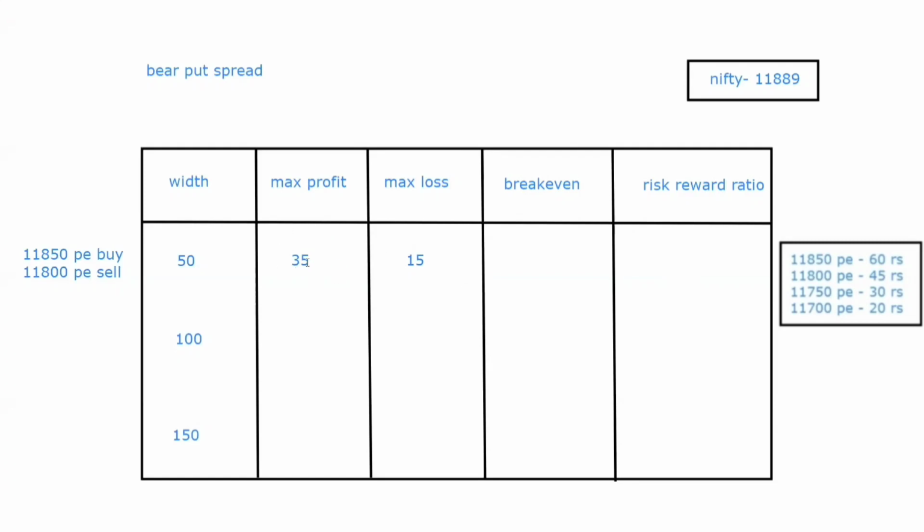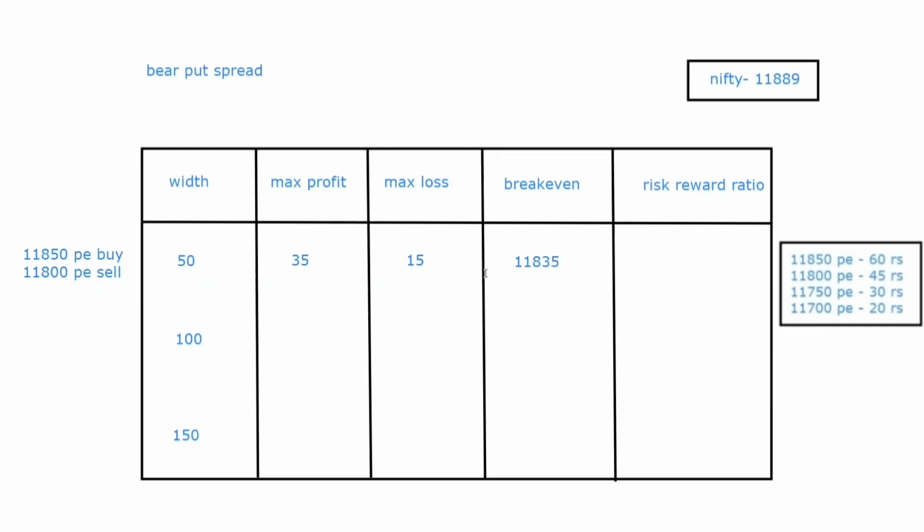अब ये 35 कहाँ से आया? 50 का width है, maximum loss is 15, so 50 minus 15 is 35, right? So the maximum profit is 35, right? Break even कैसे calculate होगा? Higher strike minus the loss. Higher strike minus the debit. Debit is 15, higher strike is 11,850. 11,850 minus 15 comes to 11,835, right?